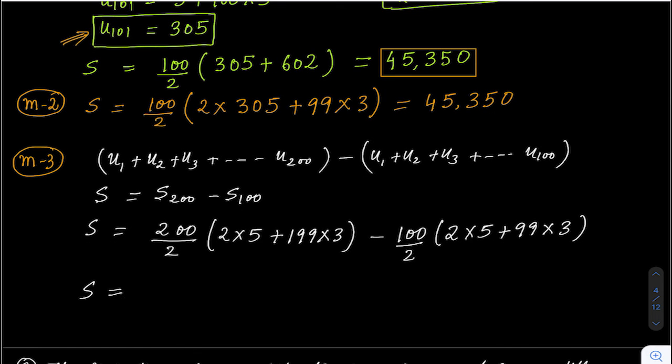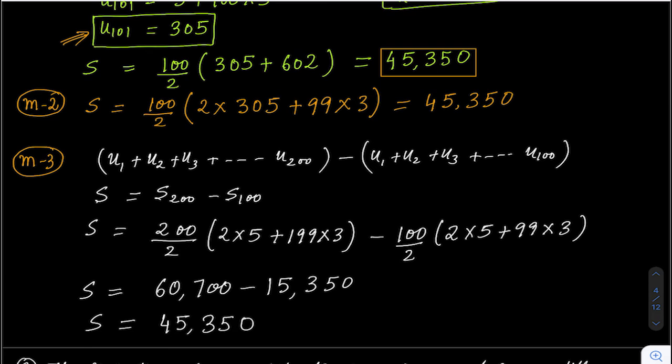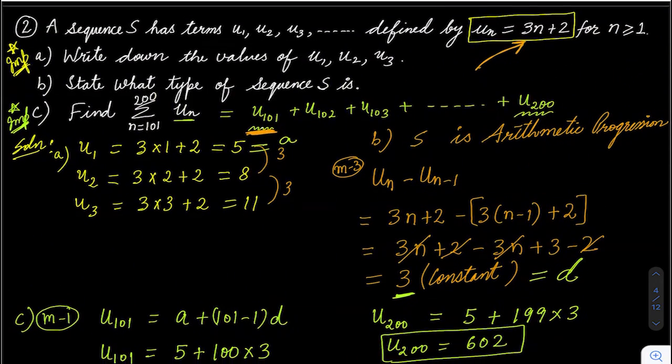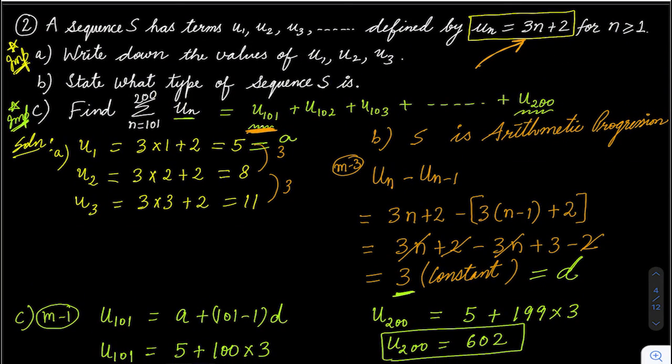So what is my sum here now? This is coming out to be 60,700 minus 15,350. So my sum is coming out to be 45,350, which you can see is the same as the other two answers. This one, and this one. So we can use this also. So that is good to know. All the methods we can use to find the sum.